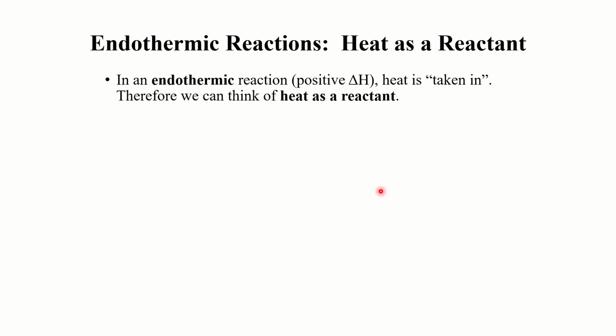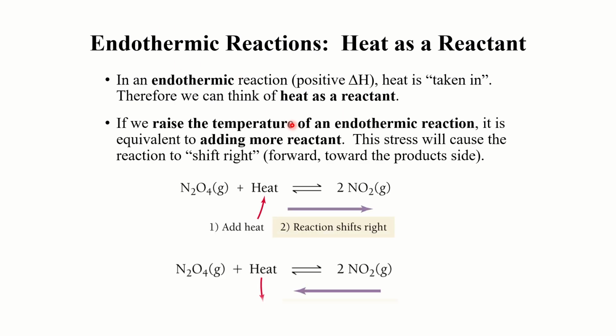All right, so that's how we handle volume changes. How about heat changes? So let's remind ourselves about endothermic reactions. In an endothermic reaction with a positive delta H value, heat is taken in, right? Heat is being absorbed by the system. So in these types of problems, in these Le Chatelier's principle problems, it is very helpful to think of heat as a reactant if you are dealing with an endothermic reaction. If we raise the temperature of an endothermic reaction, this is equivalent to adding more reactant. This stress will cause the reaction to shift right, or forward towards the product side.